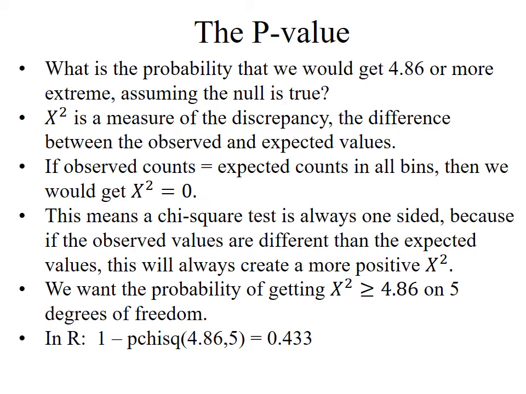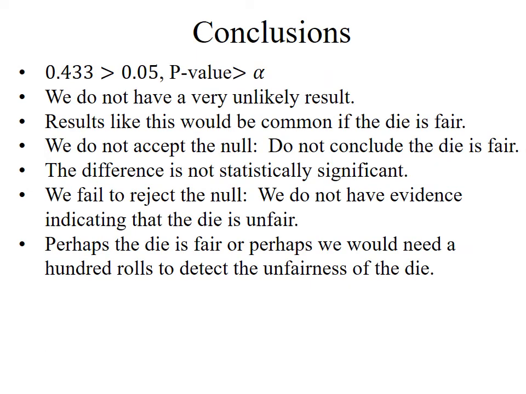So let's see. Remember, in R, the default is to give me the probability of this value or less. I want that value or more. So I need to do 1 minus, in this case, 1 minus PCHISQ of 4.86 comma 5. There's my degrees of freedom. And in this case, R tells me I have 0.433. 43.3% is my p-value.